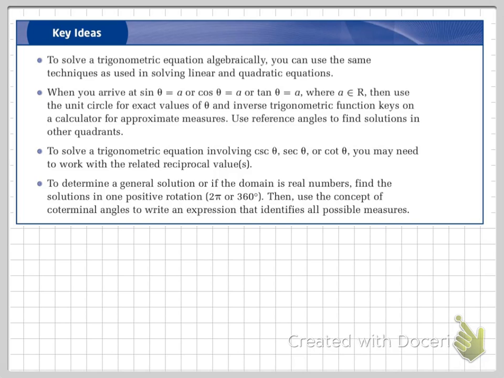To solve a trig equation involving the cosecant, secant, or cotangent, you may need to work with the related reciprocal values. And to determine a general solution, or if the domain is real numbers, find the solutions in one positive rotation, which is 2 pi or 360 degrees, and then use the concept of coterminal angles to write an expression that identifies all of the possible measures.